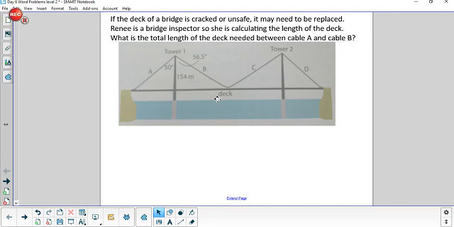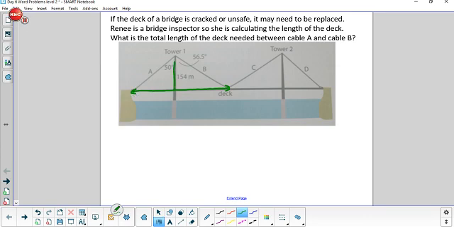What is the total length of deck needed between cable A and cable B? So she needs to find this total distance right here. Problem is, it is not in one right triangle. There are two right triangles, however, that we could use. So we're going to find each part.